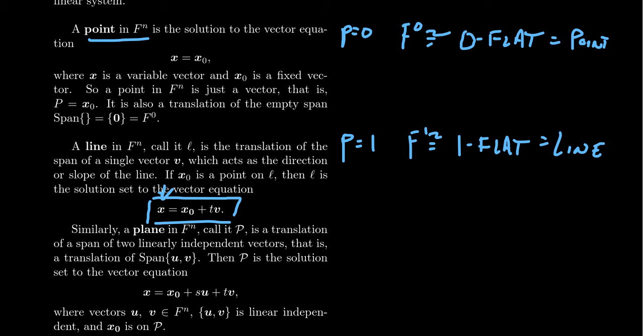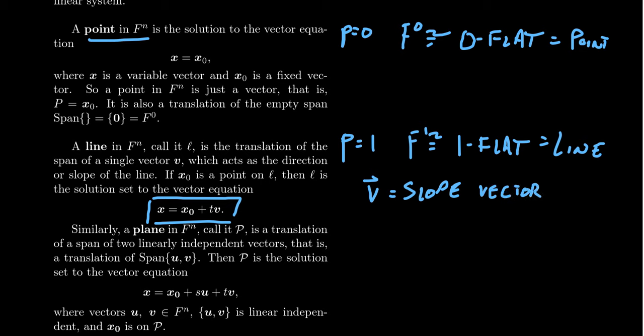We can mimic this when it comes to vector equations, where we take the following vector equation: x, our general point on the line, is given as x0, which is a specific, particular point on the line, plus t times v, where v is some directional vector. It's acting like the slope of the line here. v is the slope vector of the line.